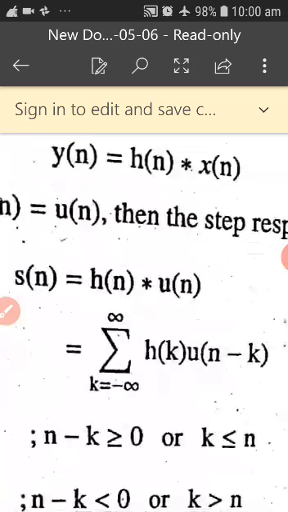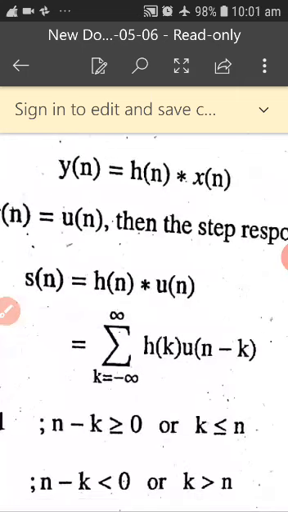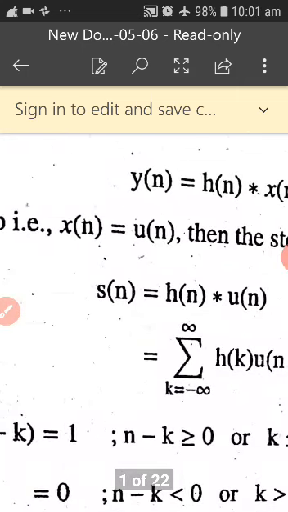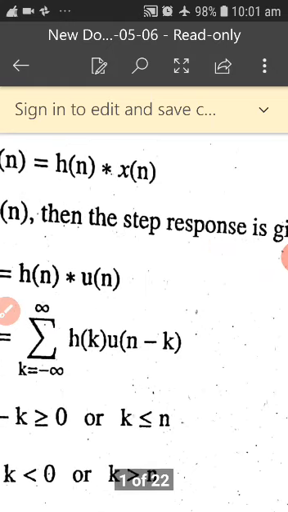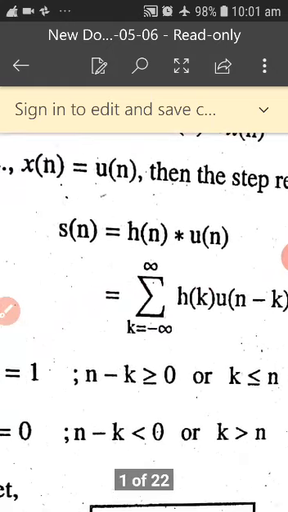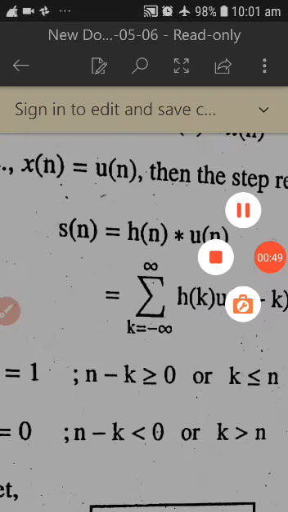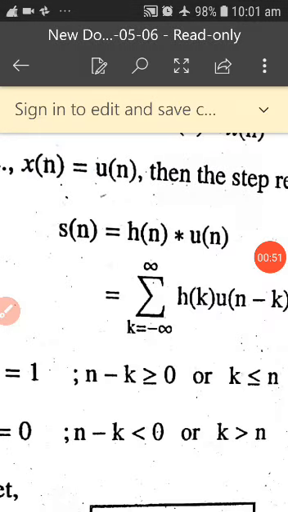If the input is the unit step, x of n is equal to u of n, then the step response is given by, the name itself is indicating, S of n. S is nothing but unit step. S of n is equal to h of n convolved with u of n.